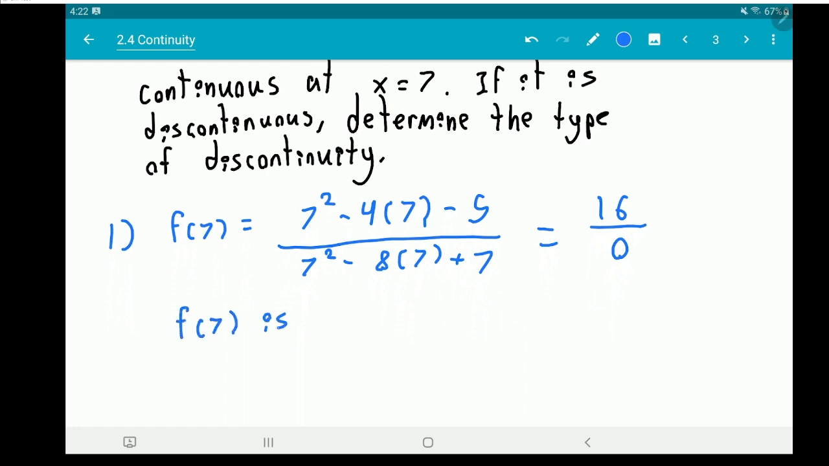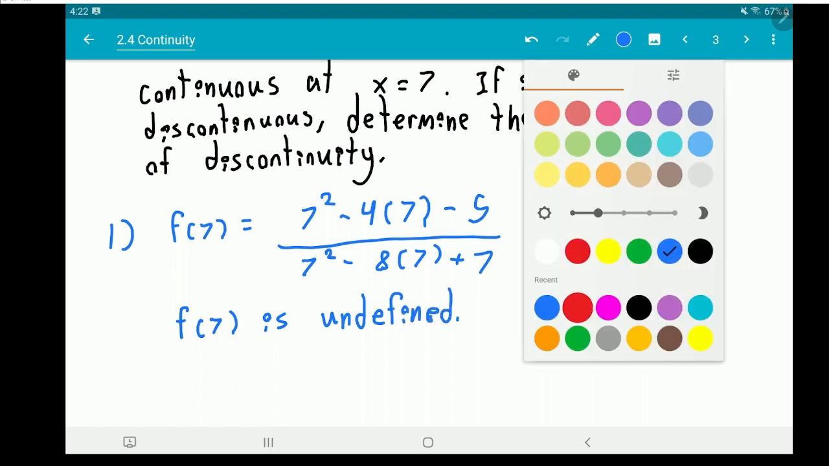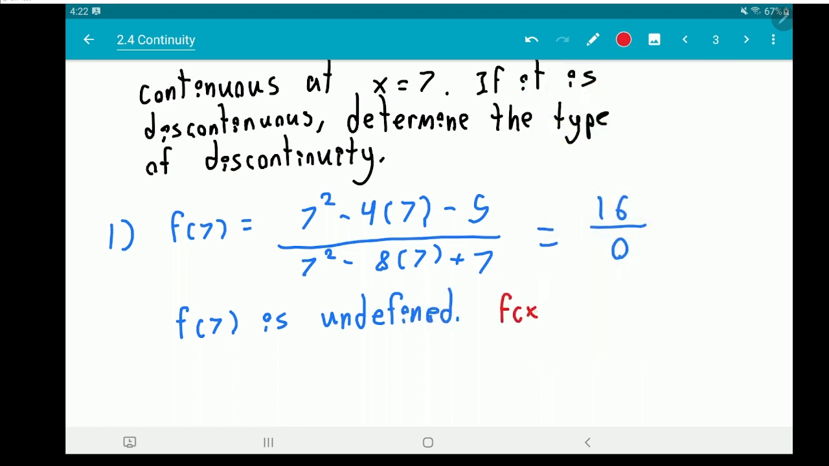First, f of 7 is undefined, which also means f of x is not continuous at the point x equals 7.